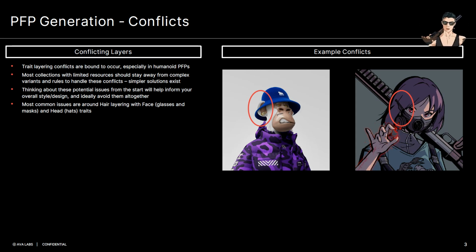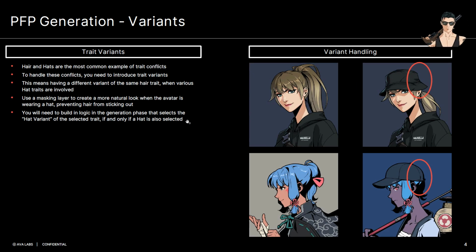If you have a ponytail, it might be sticking through the hat, or in some of these examples, you see the mask layer actually going over the hair, or the ear going through the hat. So how do you fix this? Well, one way to fix it, which is the most complex, is to have trait variance. This is usually done with a masking layer, which is something that the art team will have to figure out.